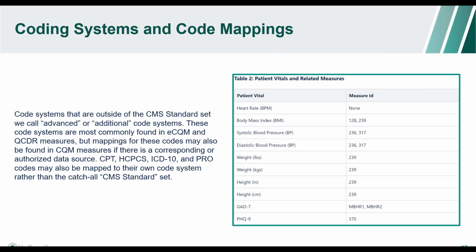MIPSpro can also ingest discrete data such as actual blood pressure values, weight values, and scores from specific diagnostic tools, as identified from the GAD-7 and the PHQ-9 on the right-hand side. And while these types of data are mostly found in eCQMs or QCDR, mappings to these codes can also be found in our CQMs to make the measures more robust.